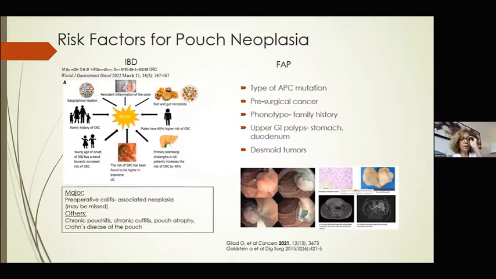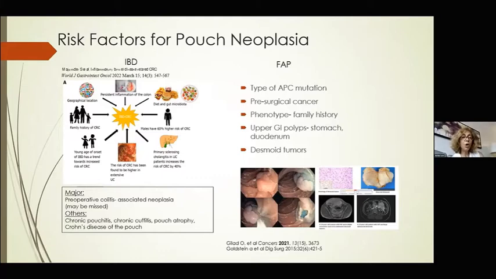What are the risk factors for pouch neoplasia? So we consider the risk factors for colitis-associated neoplasia as valid also for pouch neoplasia, and these include the duration of IBD, family history of colorectal neoplasia, PSC, and environmental exposure. In addition, specific risk factors, which have been shown as major risk factors for pouch neoplasia, include preoperative colitis-associated neoplasia and other factors that support chronic ongoing inflammation in the pouch, such as chronic pouchitis, cuffitis, and Crohn's disease of the pouch.